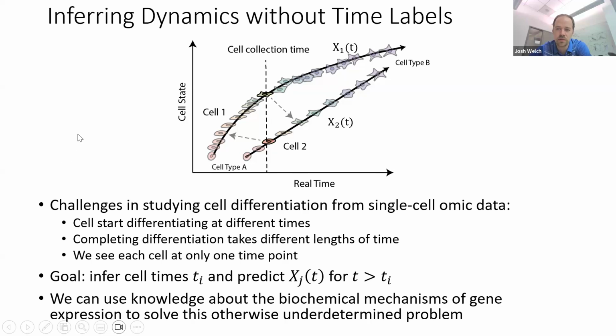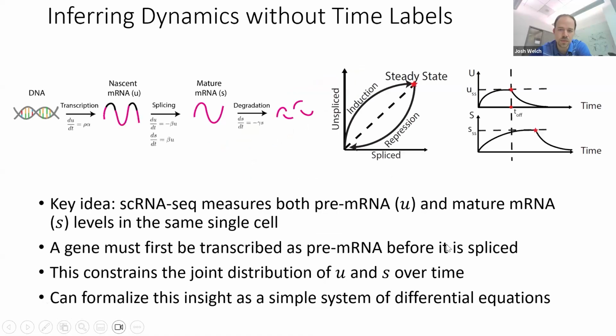But one way that people have made progress on this problem is to make some assumptions about what we know about the biochemical mechanisms of gene expression. With these assumptions, we can make some progress on predicting the future state of a cell given its current state at some future time point. And in my opinion, one of the coolest ways people have approached this problem is with RNA velocity. You may be familiar with this concept.